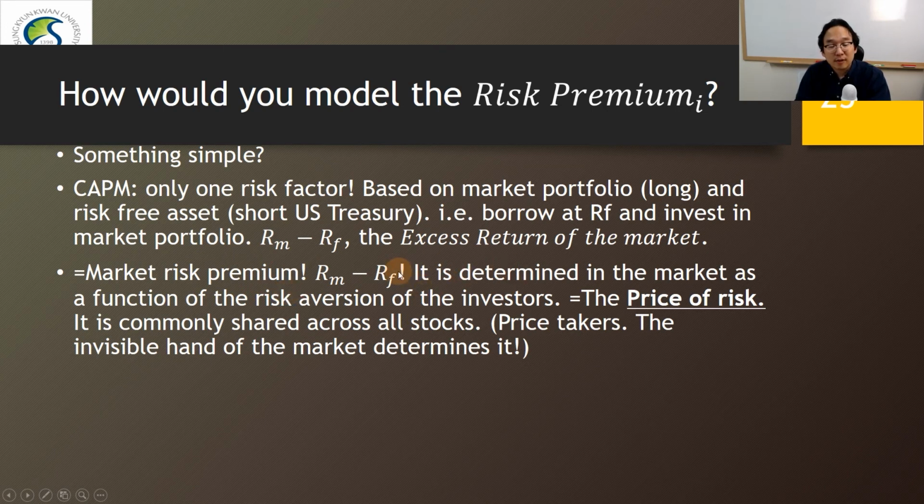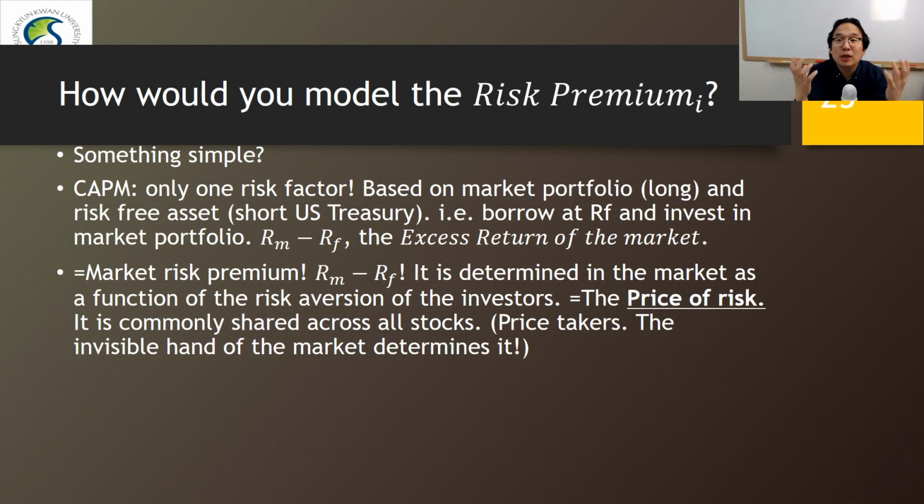This risk premium is determined in the market as a function of the risk aversion of the investors, in real time. If the investors in the market are more risk averse on average, then the risk premium should increase. On the other hand, if the average market investors are getting less risk averse, taking more risk, in this kind of setting RM minus RF will shrink down. The risk premium will shrink down, right? And risk premium is determined in the market every day, real time, all right?